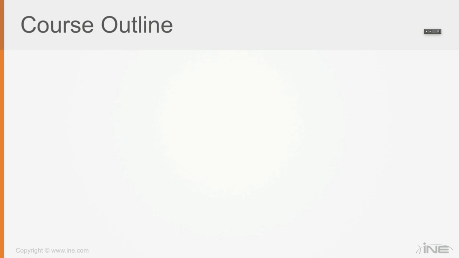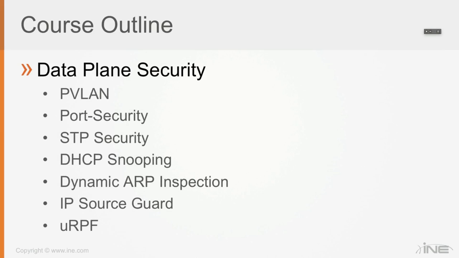In the data plane security, we're going to speak about private VLANs, port security, STP security functions, DHCP snooping, dynamic ARP inspection, IP source guard, and unicast RPF or URPF. Most of them, we're going to also demonstrate live on the devices, but not all of them, because there's not enough time in class, even if it was 7 days, to actually prove everything on the CLI.